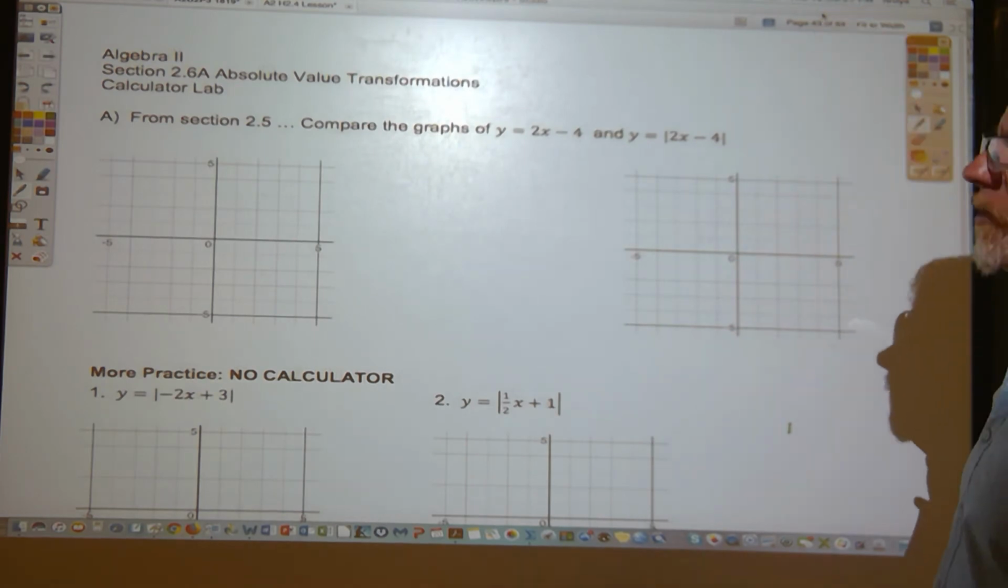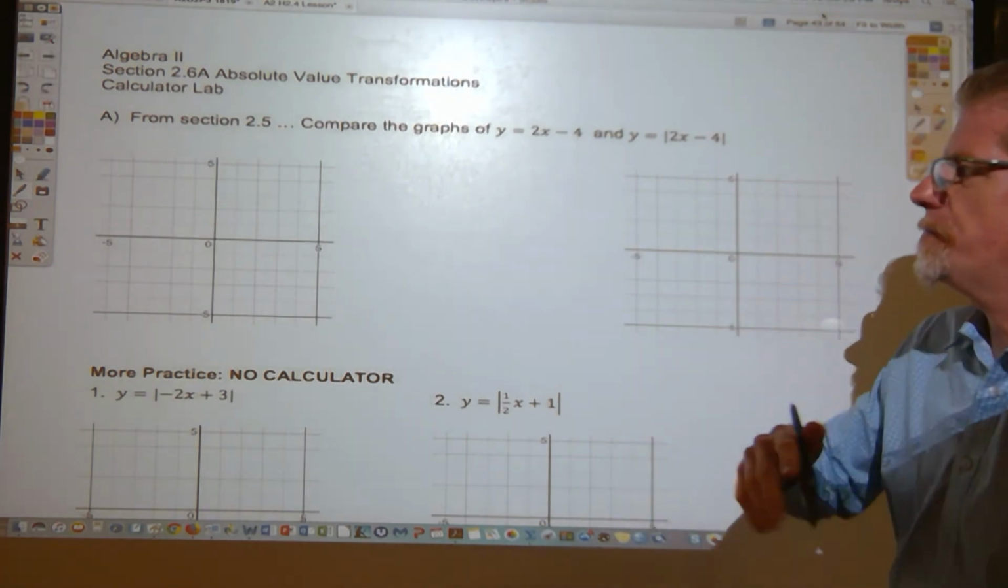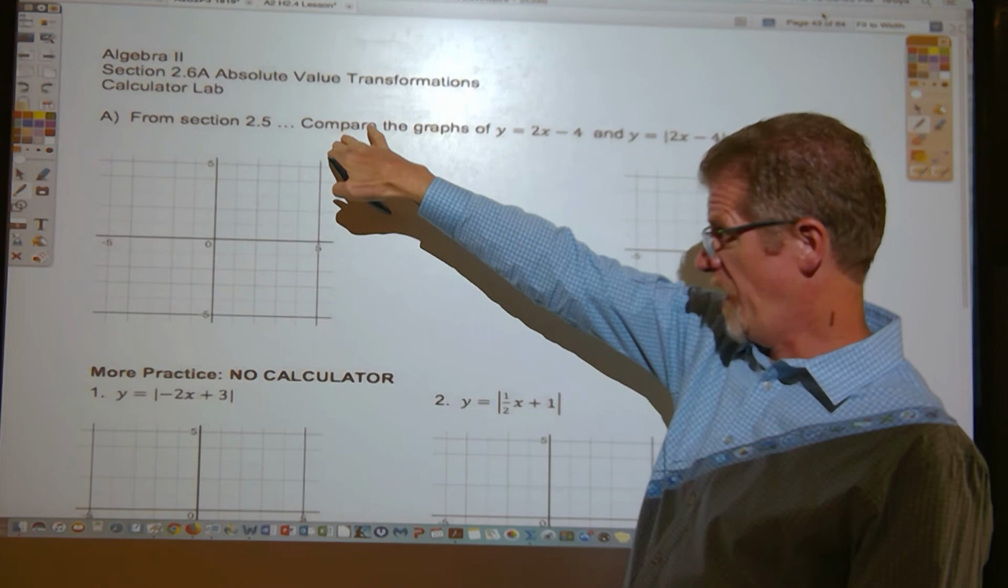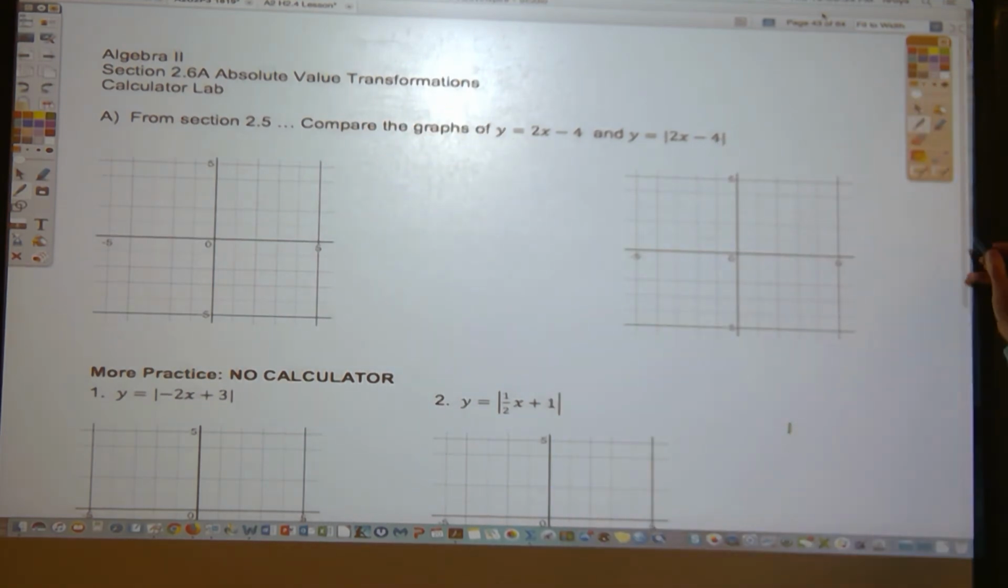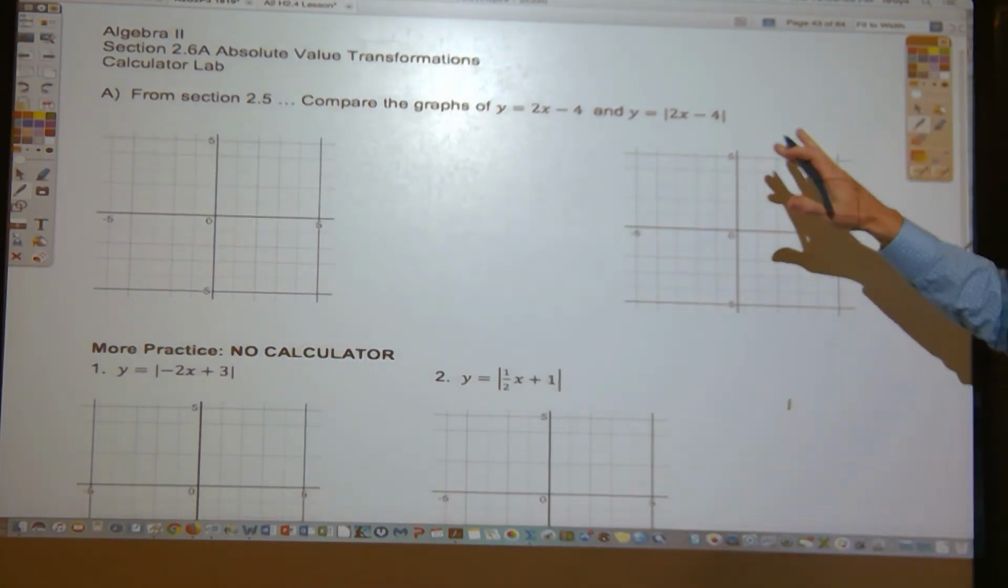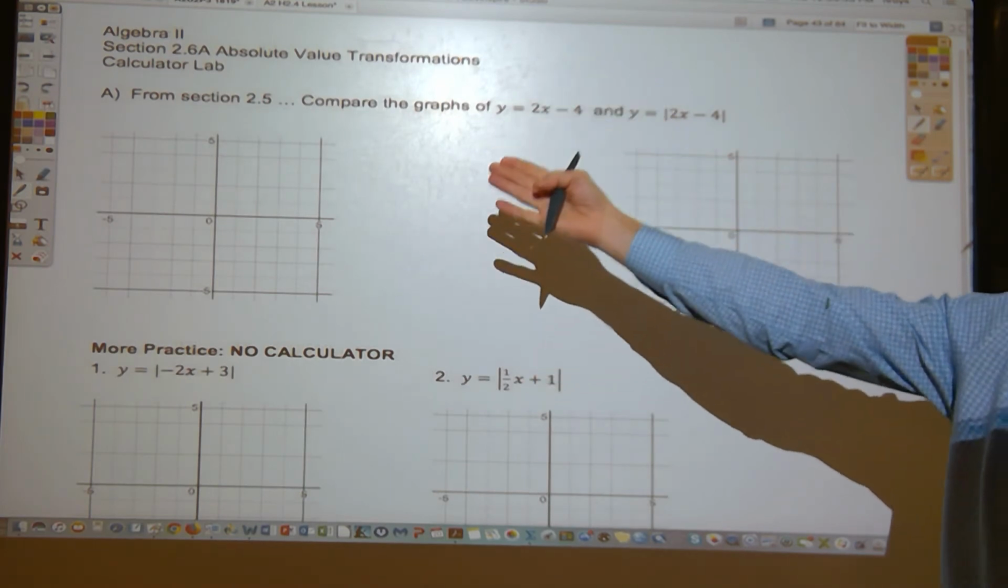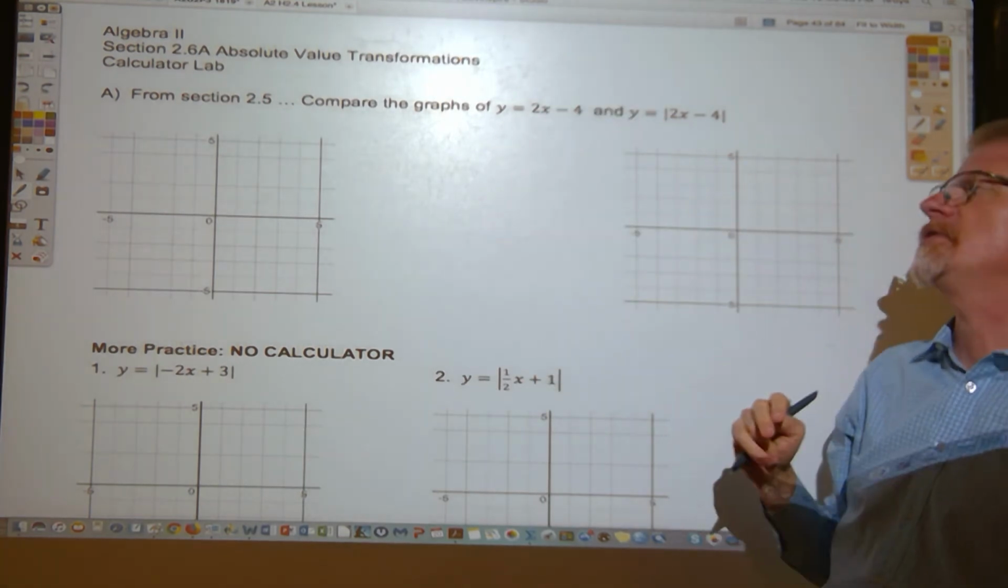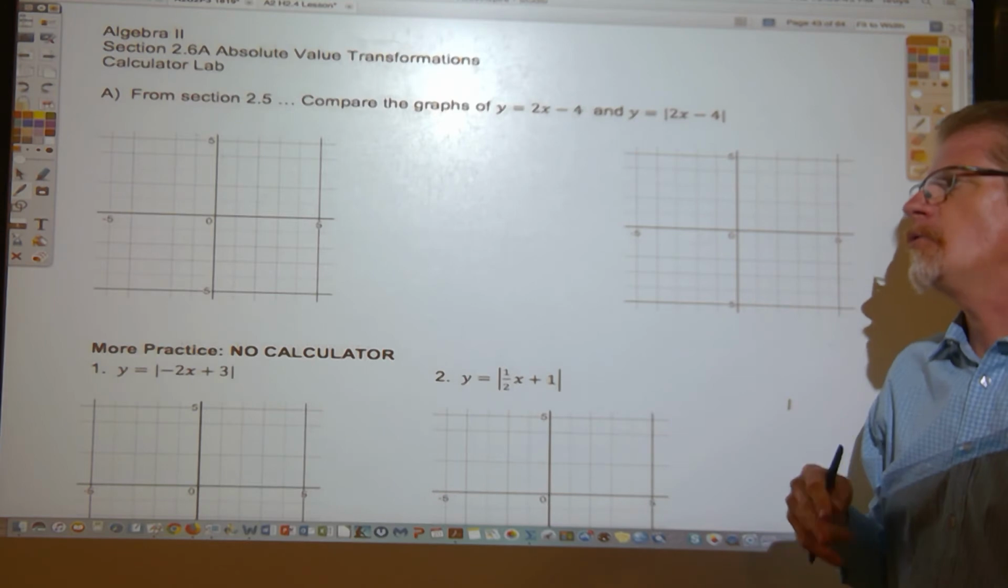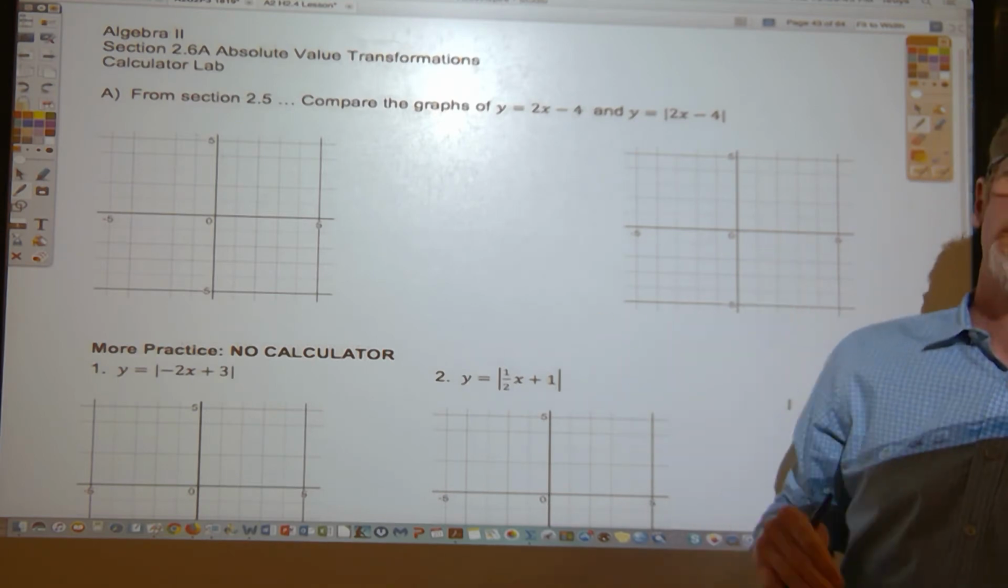So here we go. From 2.6a, they ask you to think back to section 2.5 in the homework there. They had 2 graphs, and this, we're going to show you a folding technique of how to get that V-shaped absolute value graph without using the X-child and Y-child equations.